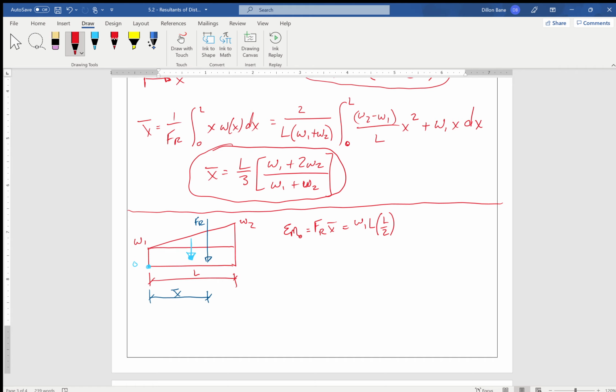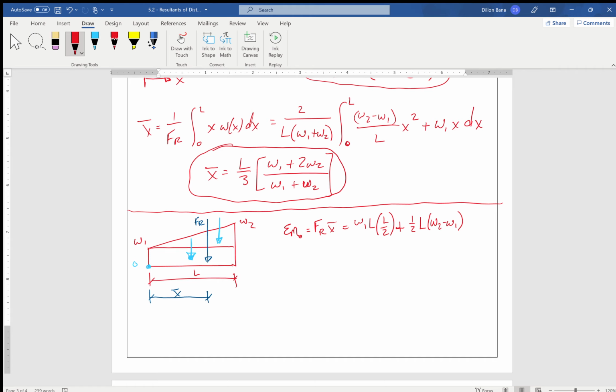Then we can do the same thing for the triangular load, where the resultant force of the triangle acts over here, and we just take its moment as well. We know that the magnitude of the triangle force is 1/2 B times H. Well, 1/2 B is L, right? And H becomes W2 minus W1. So that's the magnitude of the triangle force.